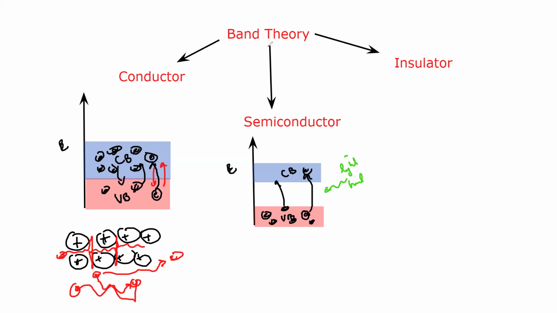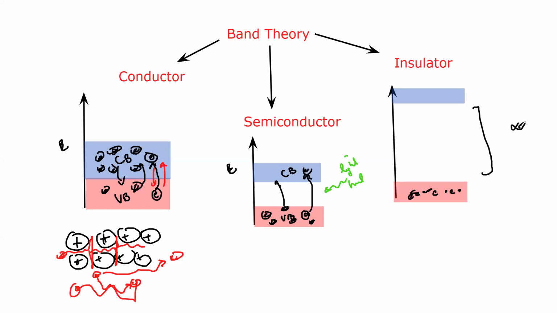But in an insulator, what happens? There is a large gap, like infinite energy is needed to move the charges from the valence band to the conduction band. So an enormous amount of energy is needed to move these charges. That's why in insulators, the charges remain in the valence band and are not in a conduction band at all, because this gap might be infinity. Too much energy is needed to move these charges from the valence band to the conduction band. So this is the band theory which explains it.